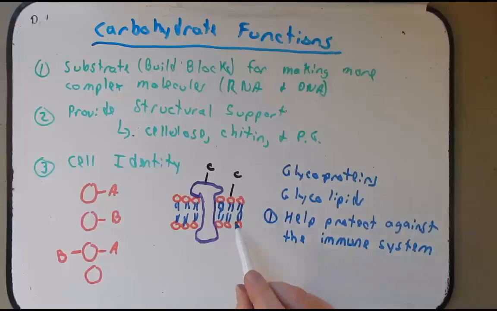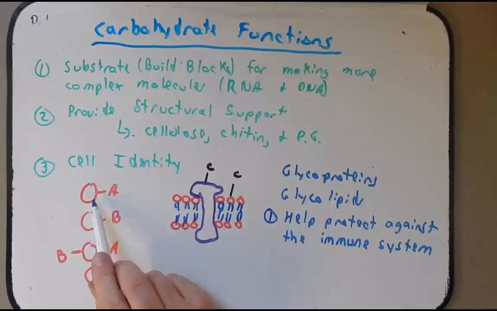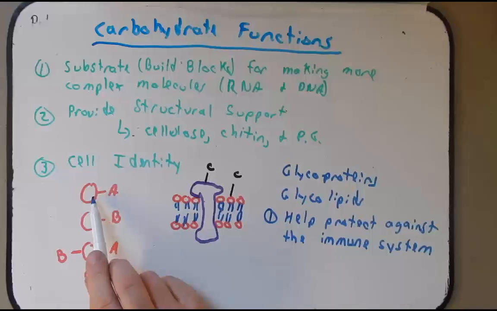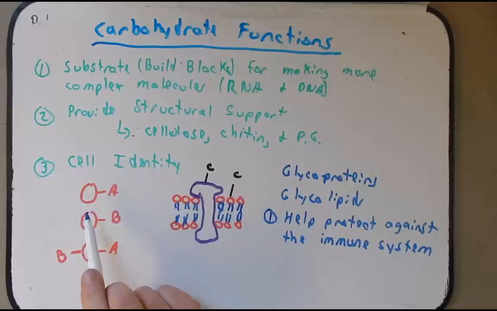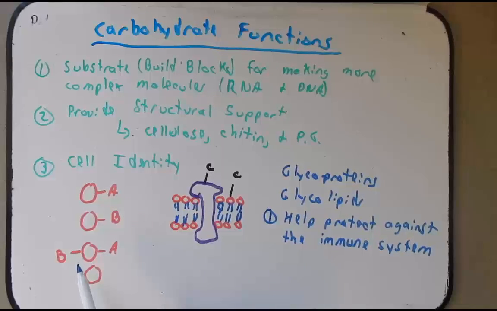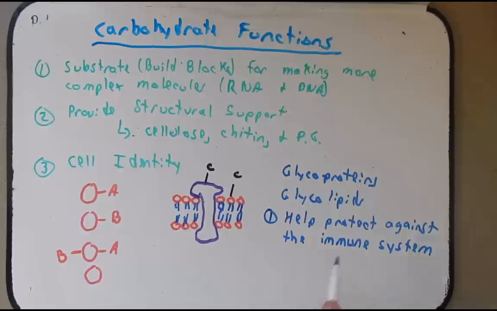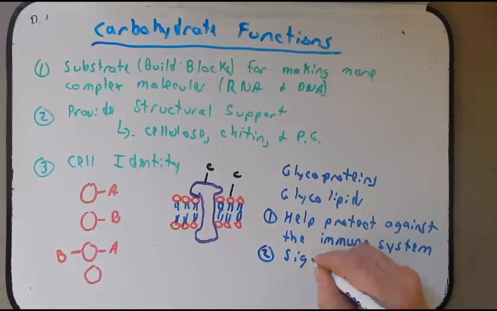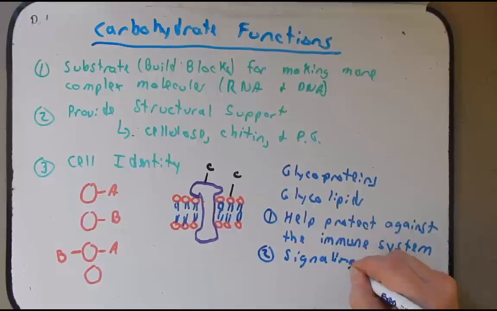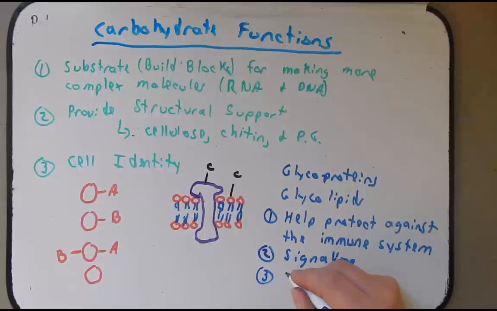So what do they do? Well, they help protect against the immune system. They play a role in identifying this cell as being part of oneself, so our immune system doesn't attack it. That's why if I'm blood type A, my immune system won't attack those blood types. And if you give me somebody else's blood that is also blood type A, my immune system won't attack it. But if you give me blood type B, my immune system is going to go after it. So they help protect. They also play roles in signaling pathways, and we'll talk about those later in the semester. And they're very important in development.